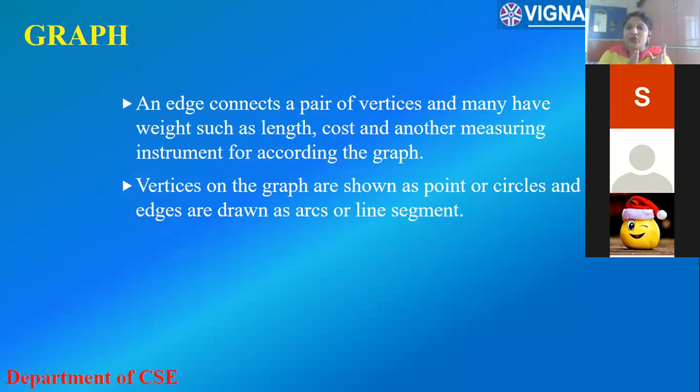Already you know, G is a collection of V comma E. E means a set of edges. What are edges?